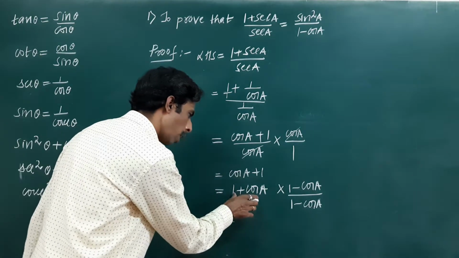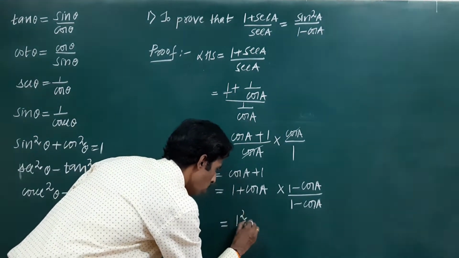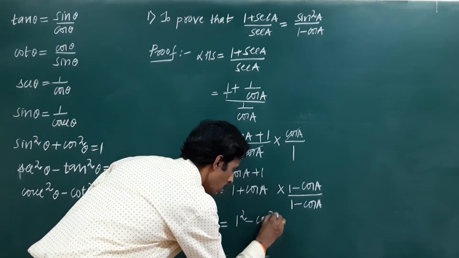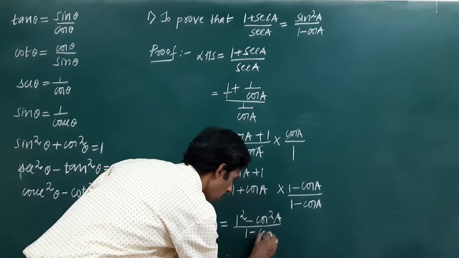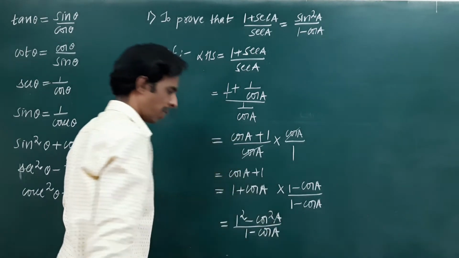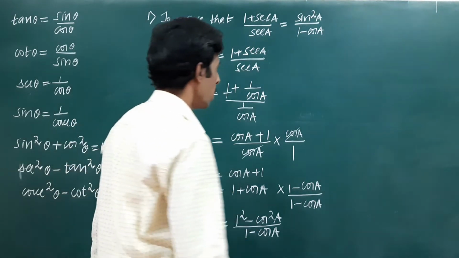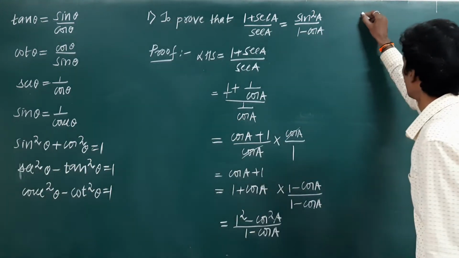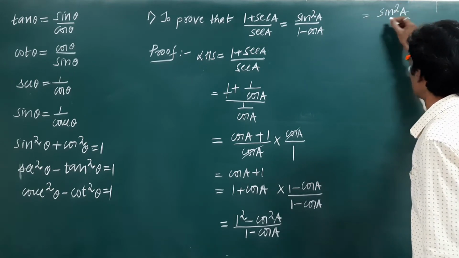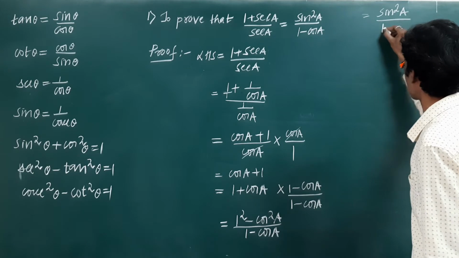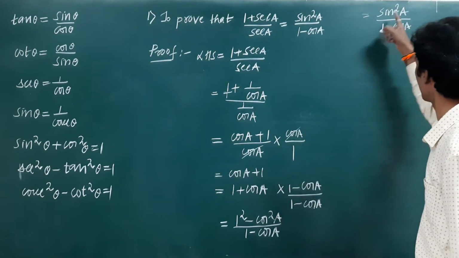Okay, 1 plus cos A into 1 minus cos A can be written as 1 square minus cos square A, this whole divided by 1 minus cos A. Okay, next, 1 square in the sense 1, 1 minus cos square A, it can be written as what? This is equal to sin square A divided by 1 minus cos A, I write it as this. How? This 1 minus cos square A will be sin square A.